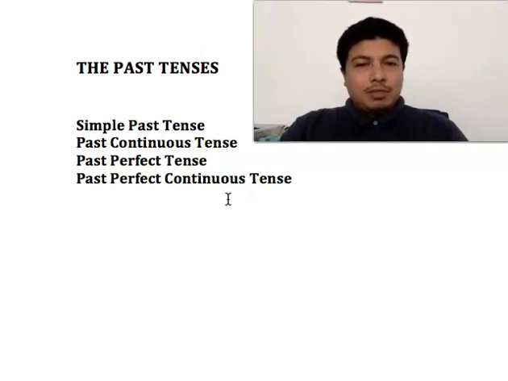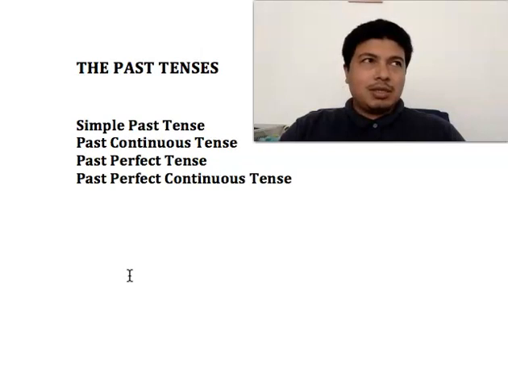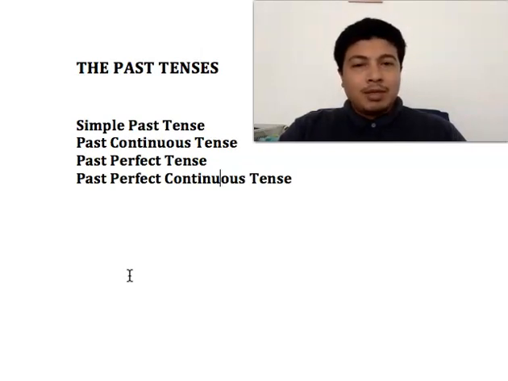The first one is simple past tense, next is past continuous tense, or we also refer to past continuous as past progressive tense, past perfect tense, and past perfect continuous tense, or past perfect progressive tense. So let us take a look at the first one, which is simple past tense, and then later we will talk about the differences between these tenses and when to use them.